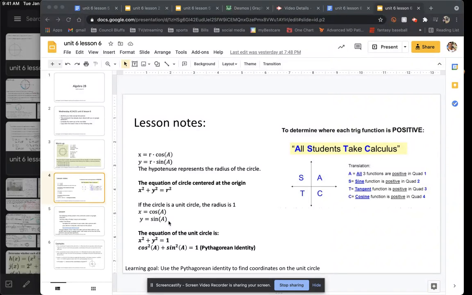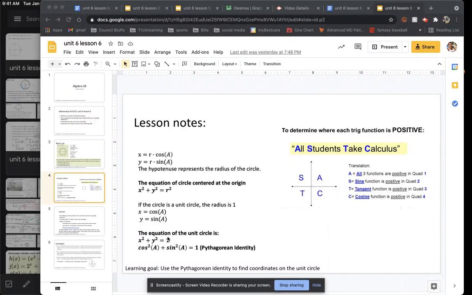All right, so really the only new lesson notes today are what's in bold here. The equation of a circle that's centered at the origin is going to be in this form: x squared plus y squared equals r squared. The only thing that will change is the radius. However, when we have a unit circle, we know that the radius is 1. So the equation of the unit circle is x squared plus y squared equals 1.